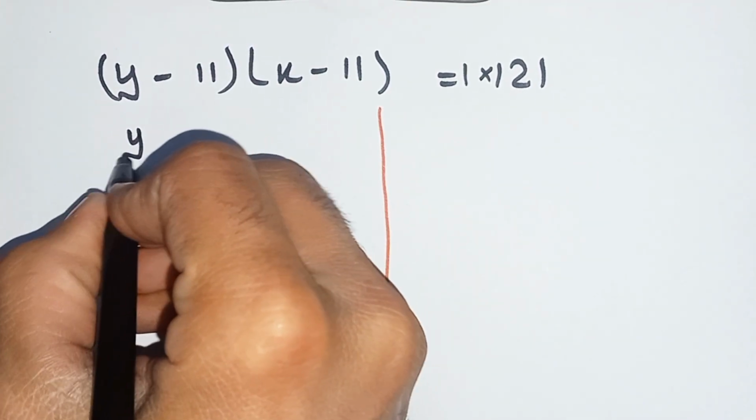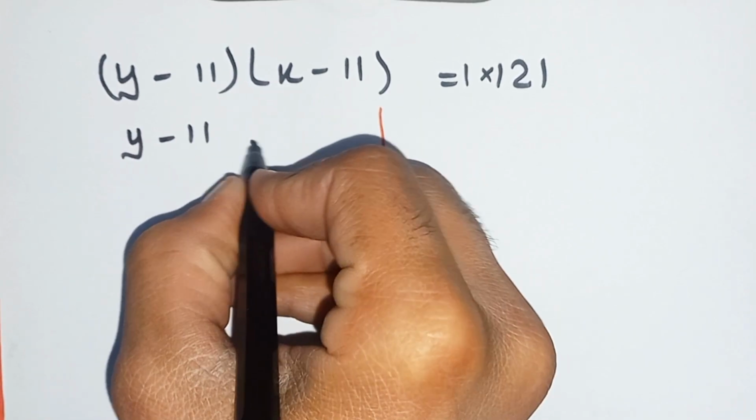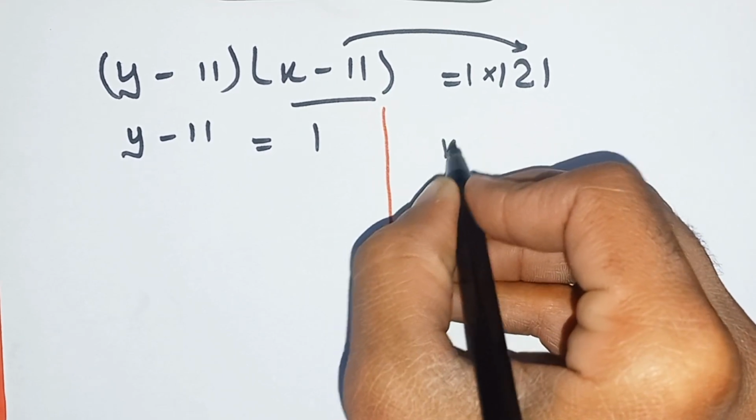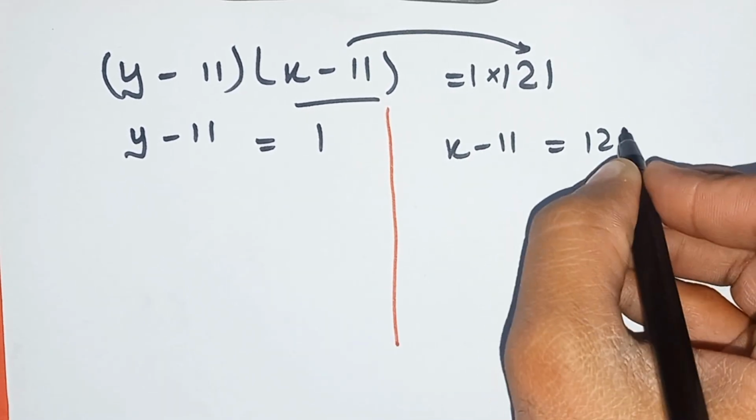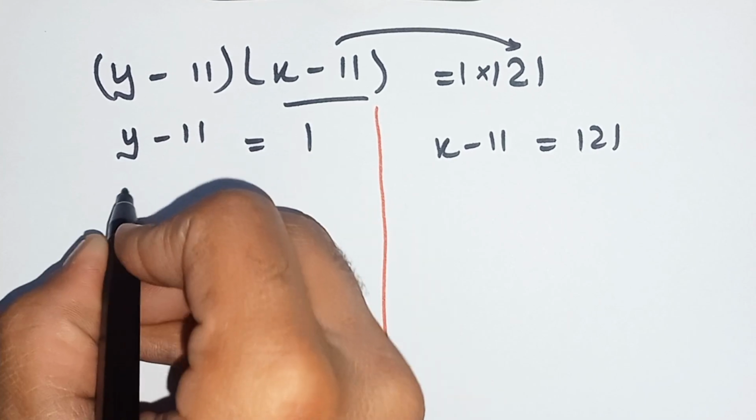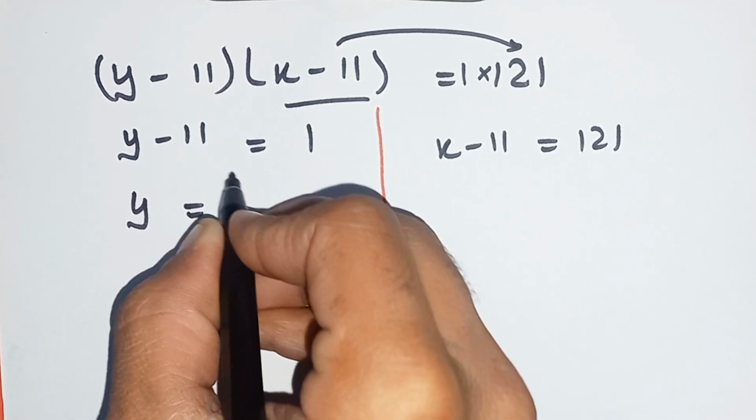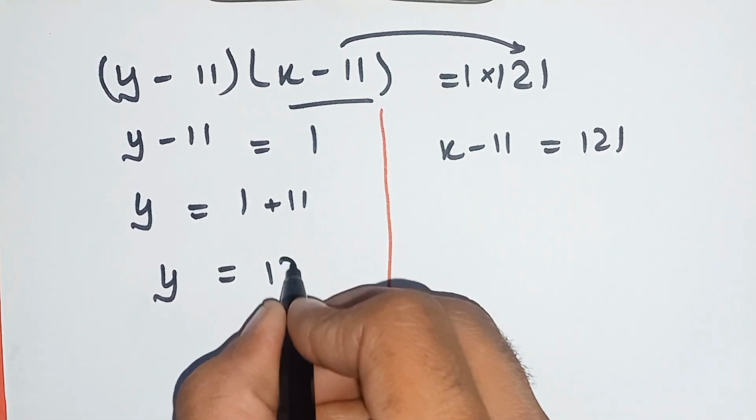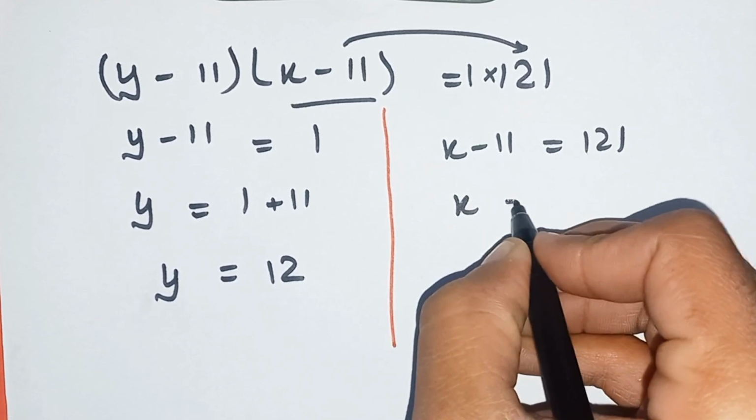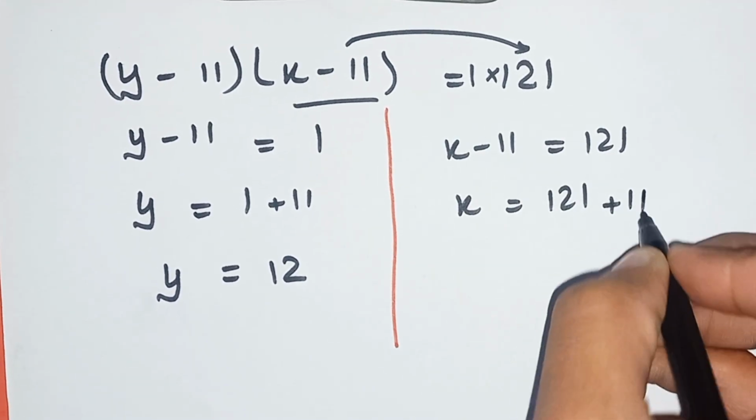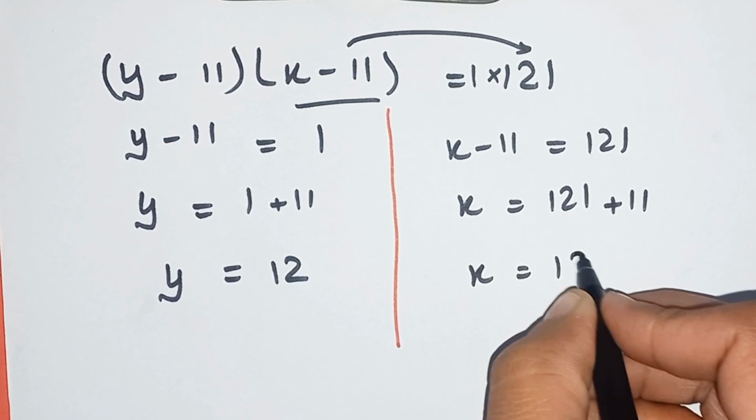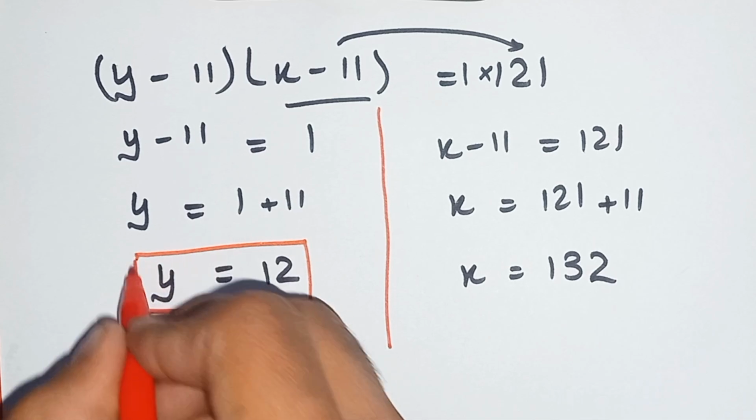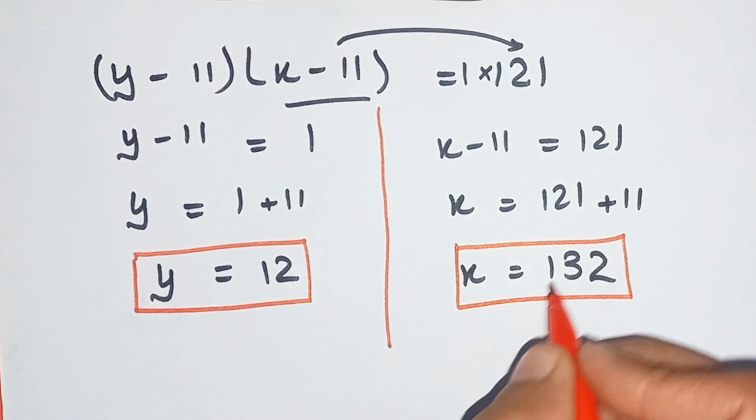First, y minus 11 equals 1, and this term x minus 11 equals 121. So here y minus 11, they will go to that side, plus 11, y is equal to 12, and here x equals 121 plus 11, x is equal to 132. So the answer is y is 12 and x is 132.